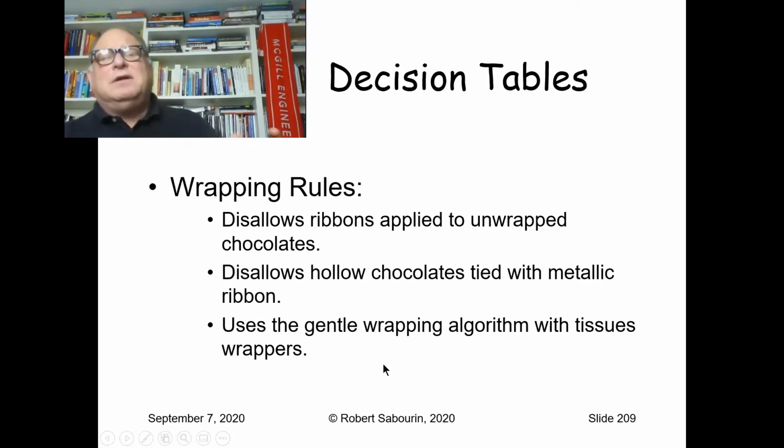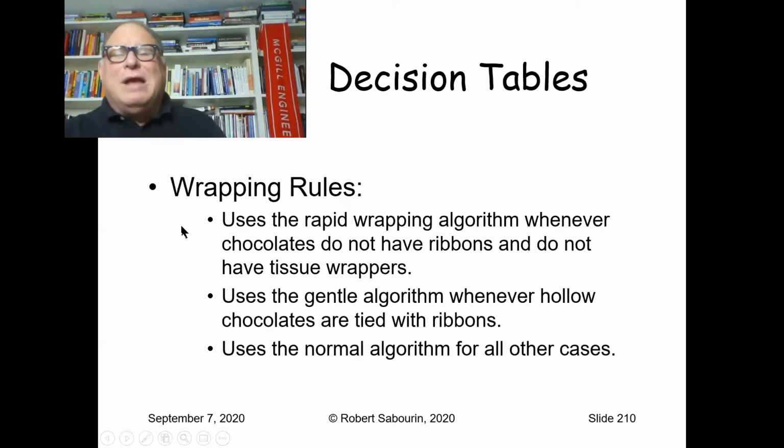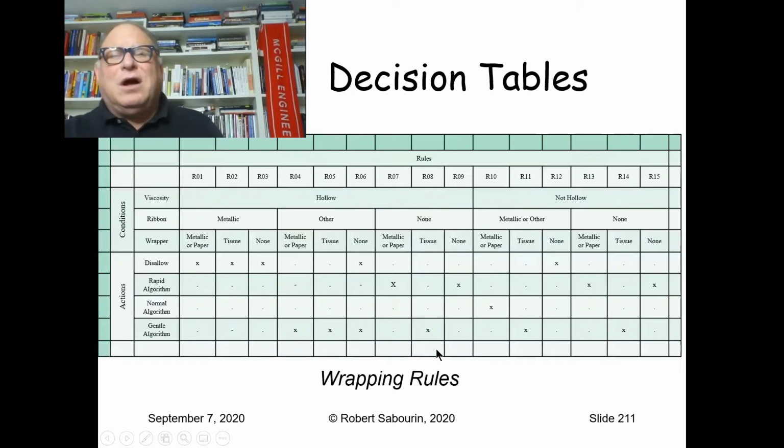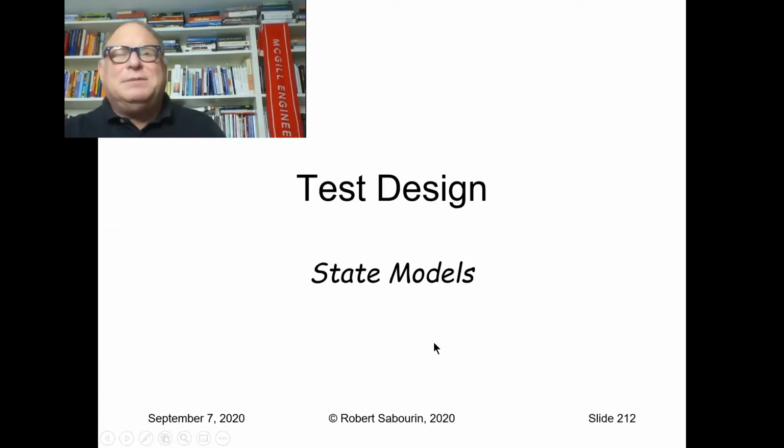And then we have a few wrapping algorithms that the machine is going to use. If we have tissue papers as wrappers, then we're going to use what's called the gentle wrapping algorithm. We use a rapid algorithm whenever there are no ribbons and no tissue wrappers, so just regular paper would be the rapid wrapping algorithm. We have a gentle algorithm whenever hollow chocolates are tied with ribbons. And otherwise, we have something called a normal algorithm. So rapid, gentle, and normal algorithms. And then rules about hollow chocolates. This can then be represented by a decision table.